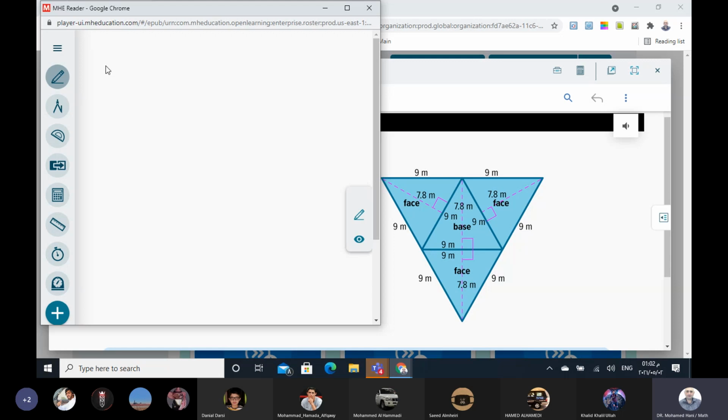So who can tell me what is the surface area here? 140.4 meters squared, Mr. My answer is like Daniel. Thank you, Daniel. Thank you, Khalid. Who has a different answer?